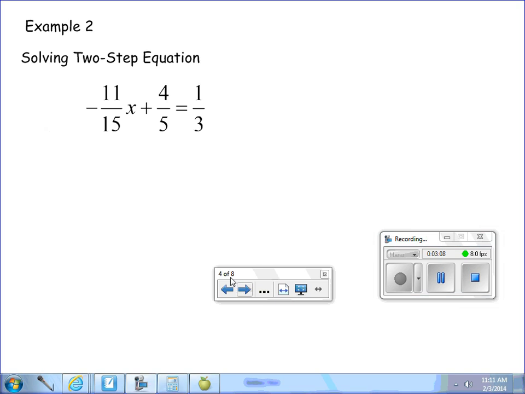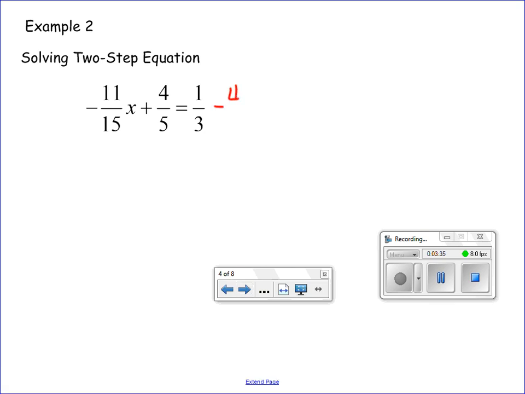Now we're going to introduce example 2, solving a two-step equation. Notice we have a constant term, which is 4/5, on the same side as our fractional coefficient. So what you will do is move the constant term before you use your multiplicative inverse property. In this example, you are going to subtract 4/5 from each side.